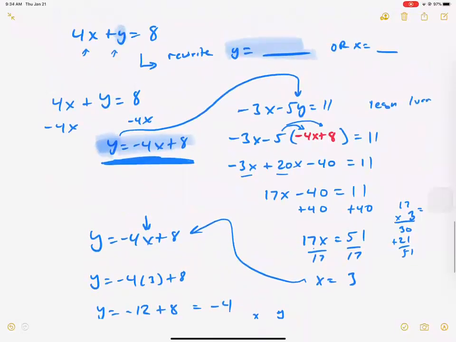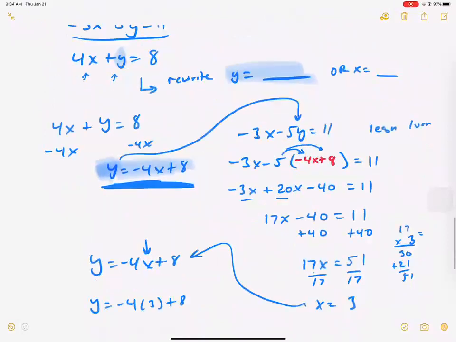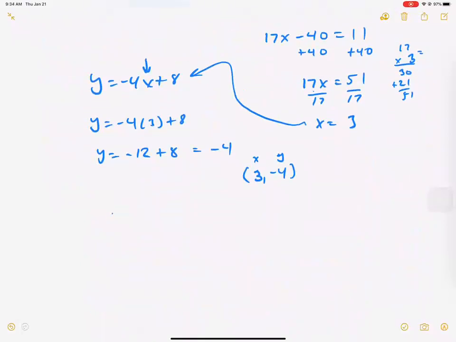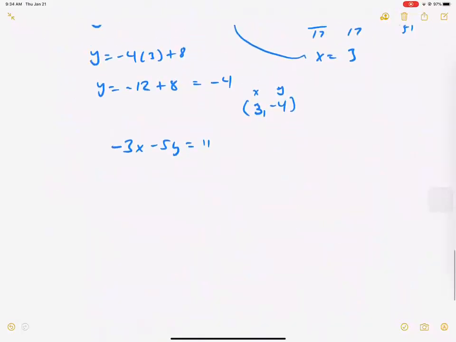We can plug it into the other equation I didn't use. I haven't used the negative 3x minus 5y equals 11. Let's plug in negative 3x minus 5y equals 11. Is that even possible? They're both negative. Let's go ahead and plug in our x's and y's.